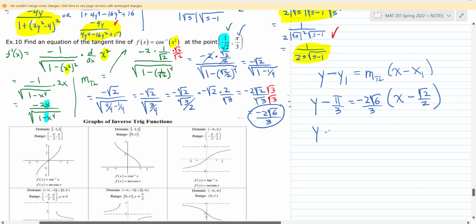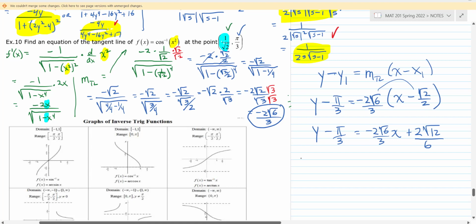Okay, then I'm just going to multiply this out. And I'm not going to have to do much simplifying on this. So I've got basically y minus pi over 3 is equal to negative 2 root 6 over 3x, and then plus 2 root 12 over 6, like that, and then that can be simplified. It's good algebra exercise to do this.